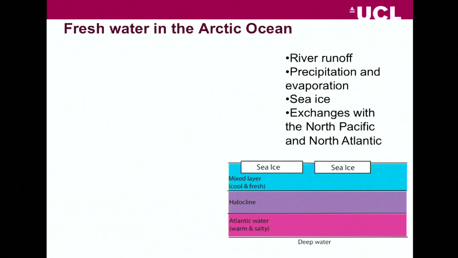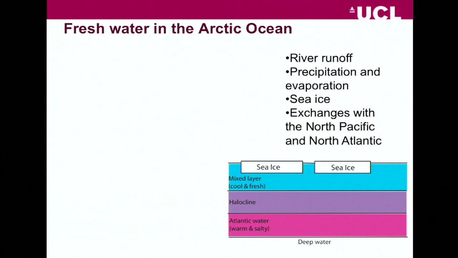Now, this diagram here describes a kind of simple structure of the Arctic Ocean. The sea ice actually sits in a very cool, fresh layer, and that's separated from warm, salty Atlantic waters beneath by a thing called the halocline. So halo means salty and cline means slope. It's a steep density gradient that's controlled by salinity that separates these two very distinct water masses.